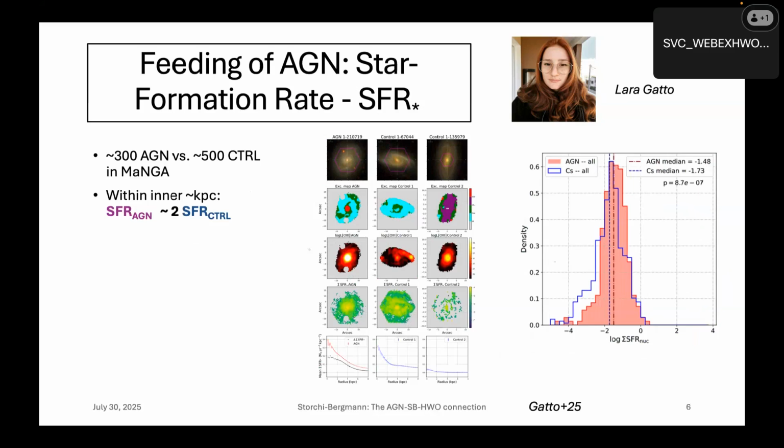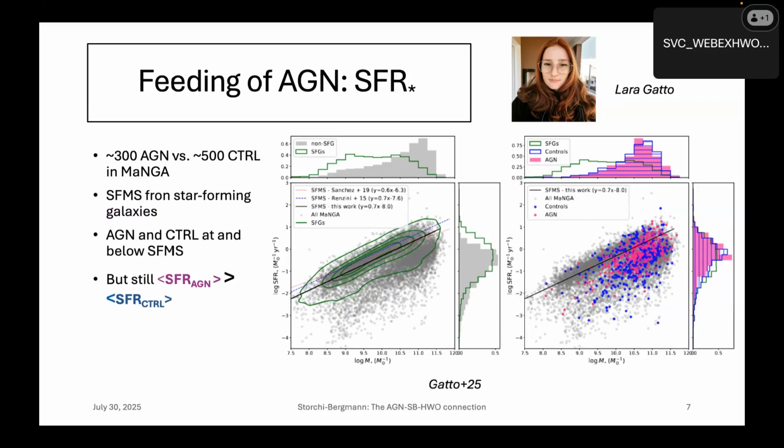Okay. And also Lara put the star forming AGN and the controls on the star forming main sequence, using all star forming MaNGA galaxies. What we found is that the AGN are close to the main sequence, a little bit below, but the controls are a little bit more below. Even this is integrated over the whole galaxy, so we see the same trend. The star formation rate in AGN is stronger than the star formation rate in the controls.